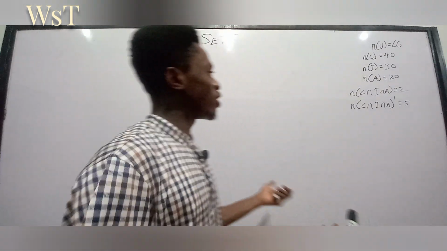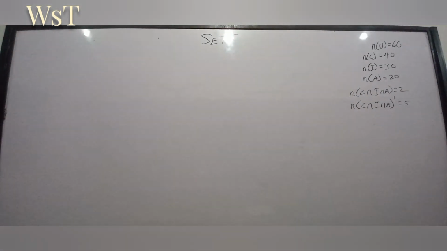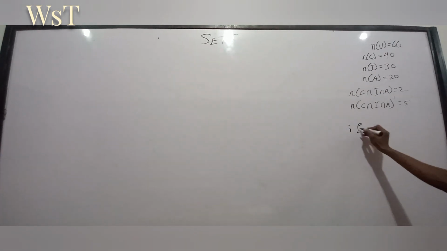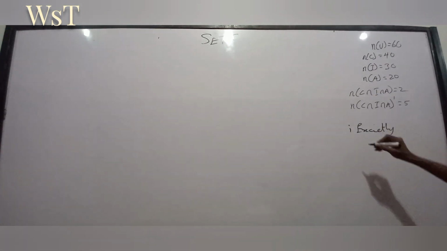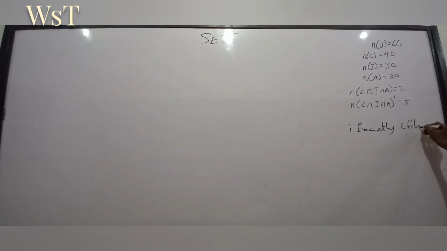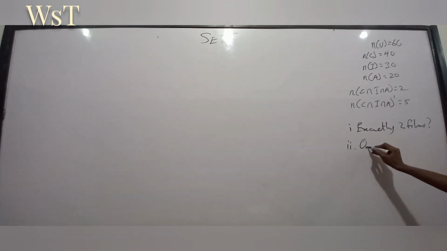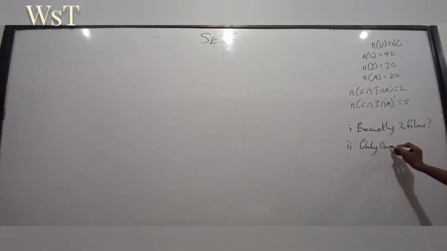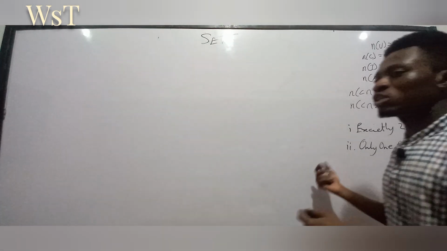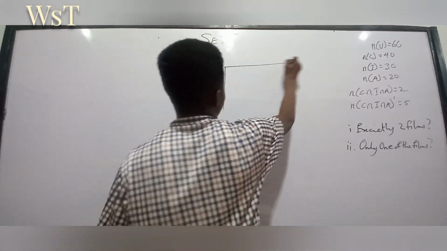So now represent your information on a Venn diagram. And find the answer. It says find exactly 2 films, and only one of the films. So the total for exactly 2 films and only one of the films. Okay, so this is the Venn diagram.